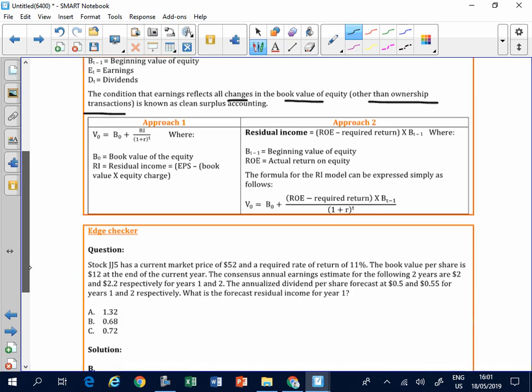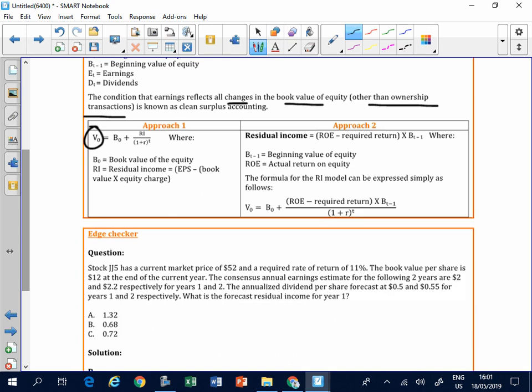Okay. So first approach: value is equal to the book value of the equity today plus the residual incomes into the future discounted back by the appropriate time and discount rate. So what's the residual income? EPS minus the book value times the equity charge. What's the equity charge? That's the cost of equity. And you're going to do that for year 1, 2, 3 going forward. Then the residual income approach 2, and this is the easy one because you're just adding back the additional that you're going above it.